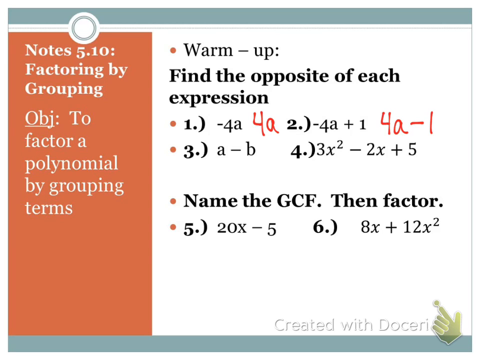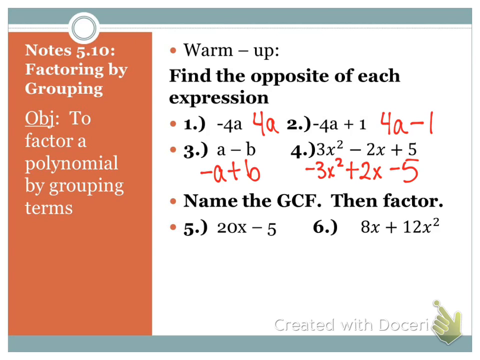What about the opposite of a minus b? May? Negative a plus b. Very good. Negative a plus b. Again, both signs had to change. And we need the opposite of 3x squared minus 2x plus 5. Jakeem? Very good. All the signs change when we take the opposite.